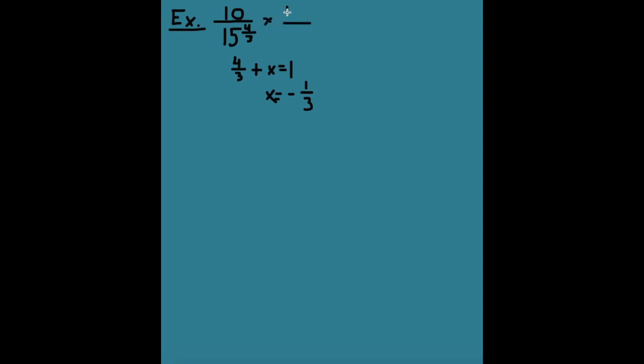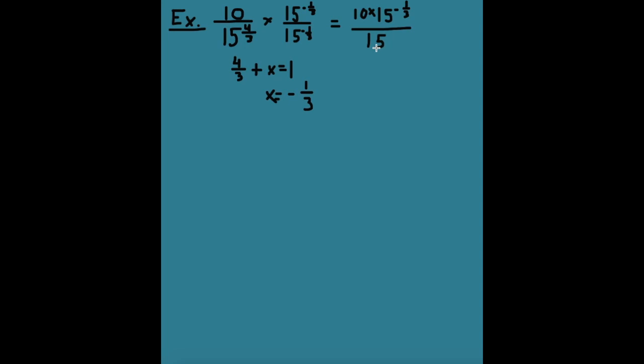So I'm going to multiply the numerator and denominator by 15 to the negative 1 over 3 power. I get 10 times 15 to the negative 1 over 3 power over 15. However, there's a problem here.